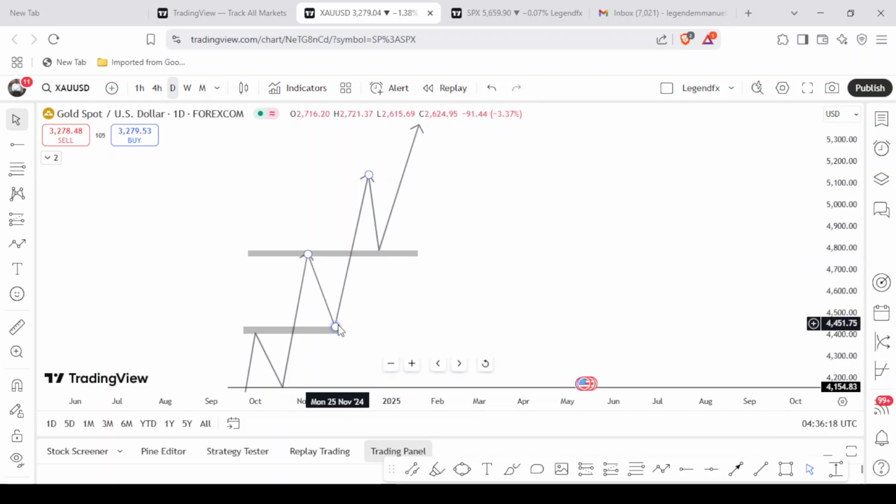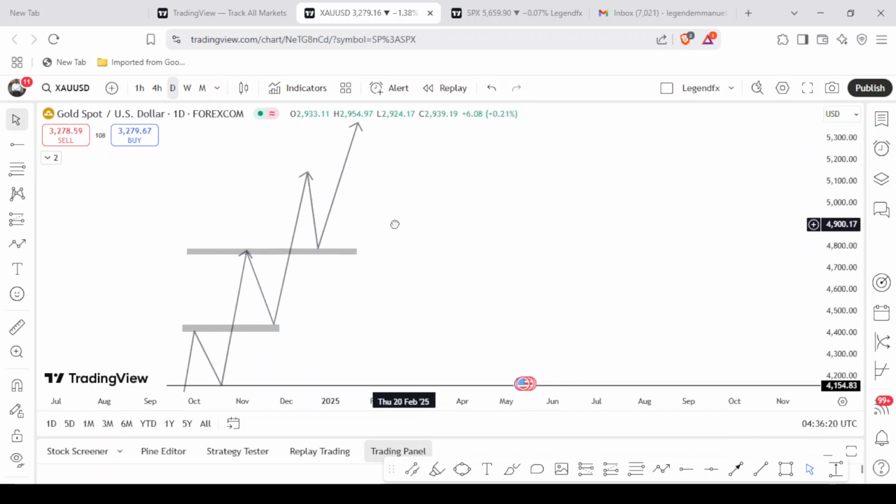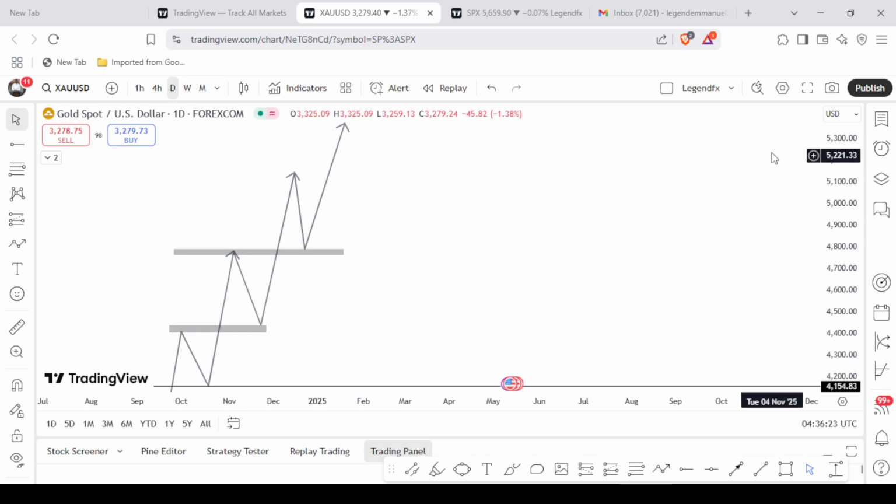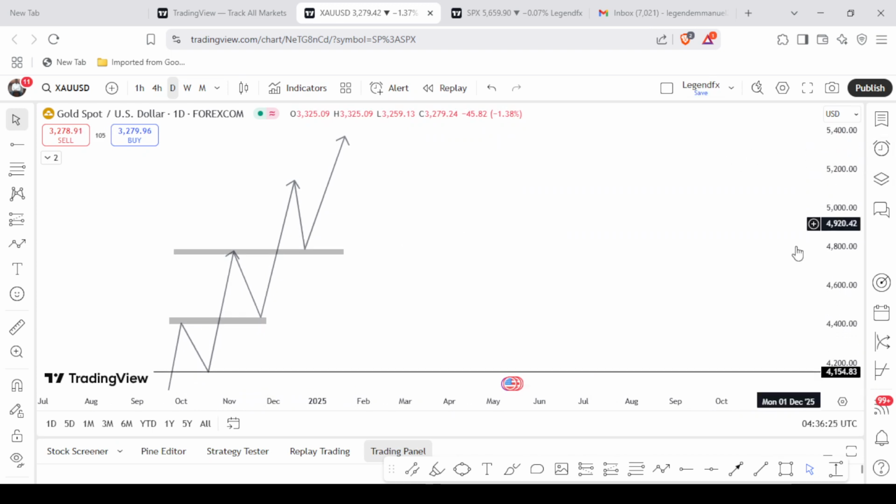Market will break a high, come back there and retest. Now let me show you what we call the complex pullback. The complex pullback will look something like this.